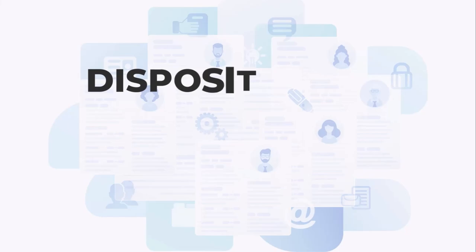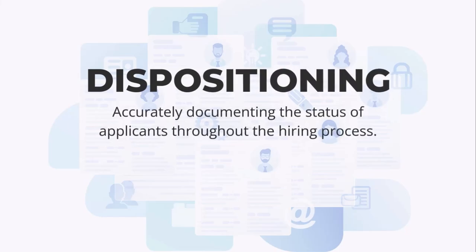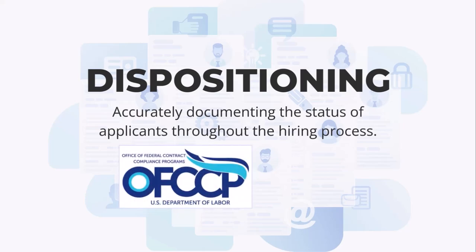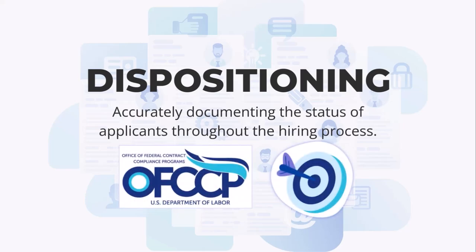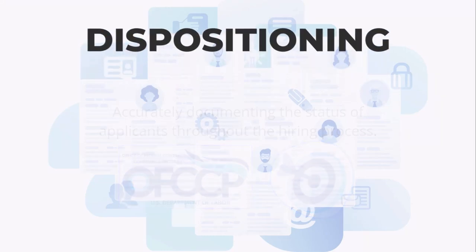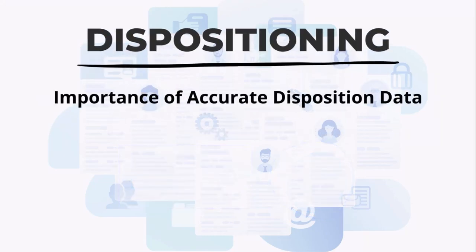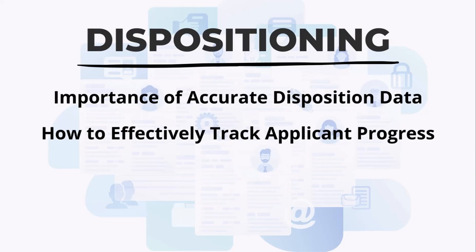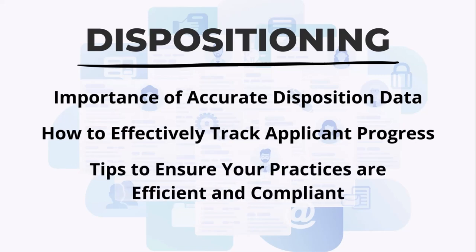Dispositioning, or accurately documenting the status of applicants throughout the hiring process, is essential for compliance with federal regulations and for supporting your organization's affirmative action goals. Let's take a look at the importance of accurate disposition data, how to effectively track applicant progress, and tips to ensure your practices are both efficient and compliant.